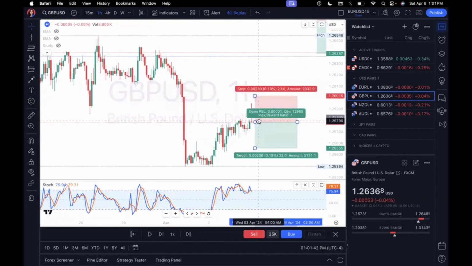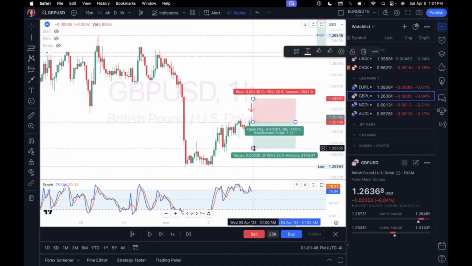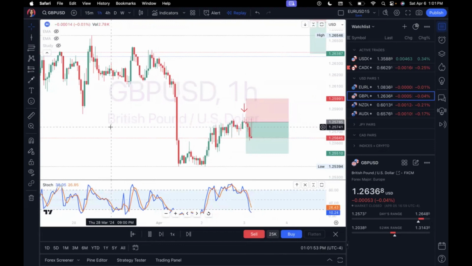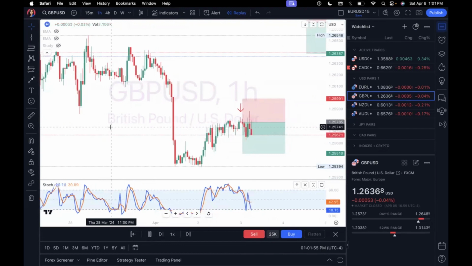So again, let's use our short position. The gray line is our entry point. The red zone is our stop loss. And this green area is our take profit. Let's set it below a previous low and let's see what happens in this trade. As we can see, the market is pushing down.